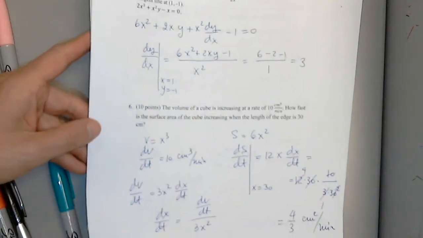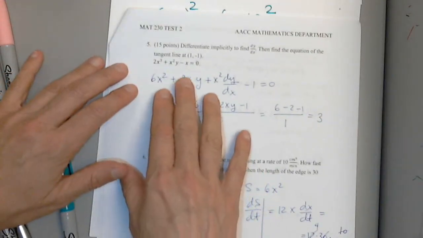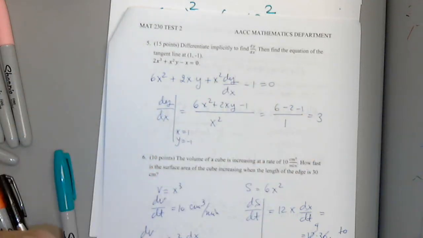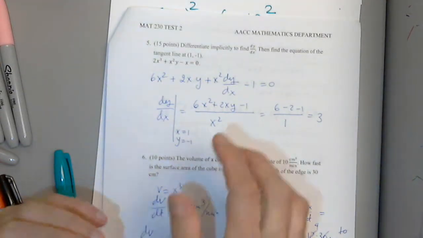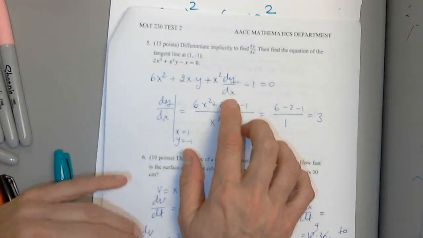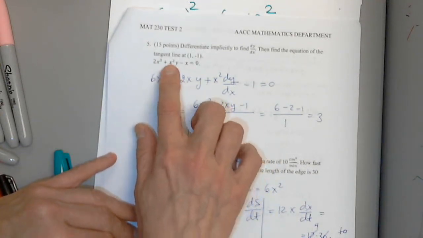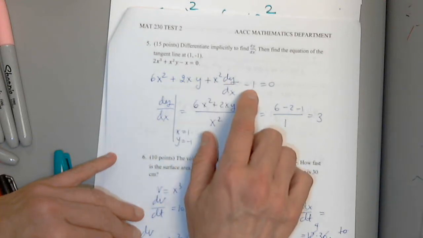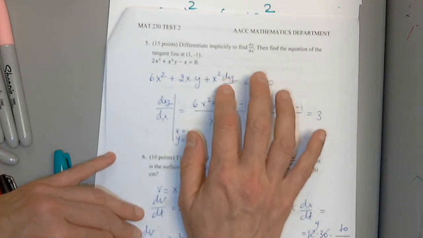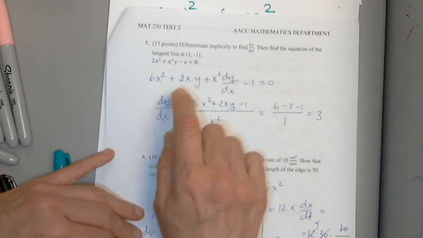Okay, so this one, the implicit differentiation. Any questions on that? We only had just one variable. So this is 6x squared, 2x times y plus x squared times dy over dx and minus 1. So we didn't even have anything to factor out.